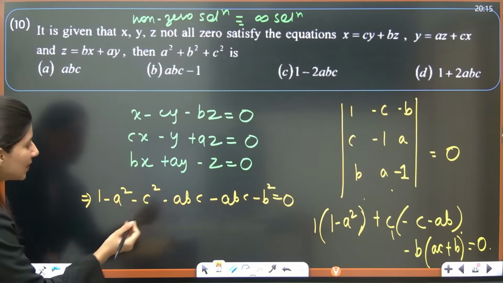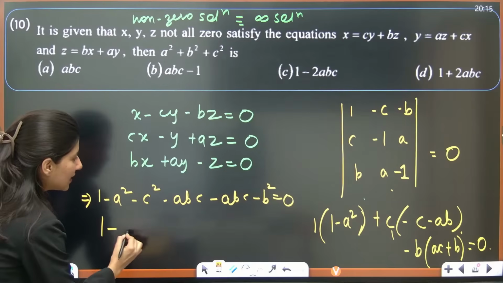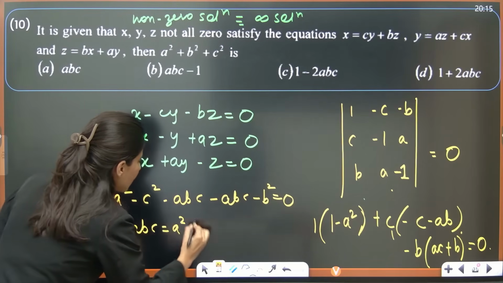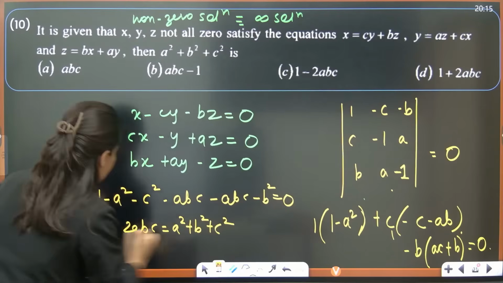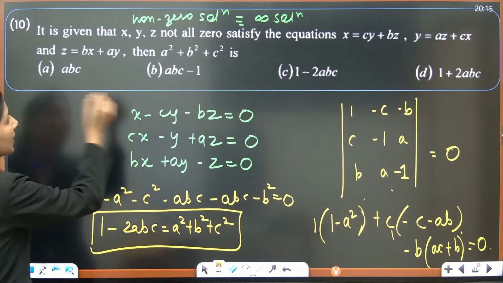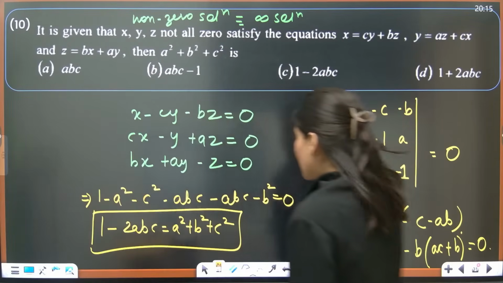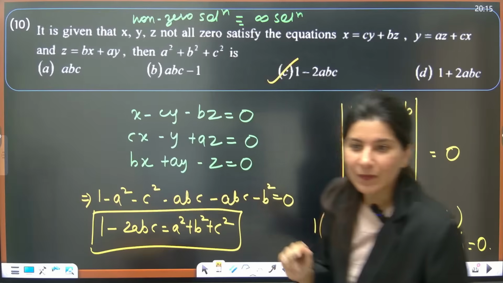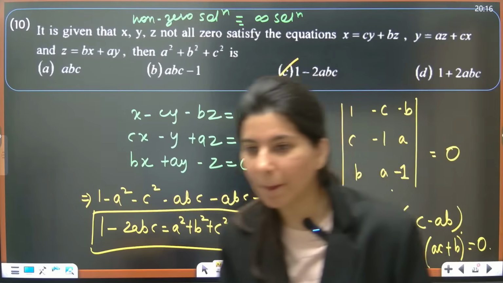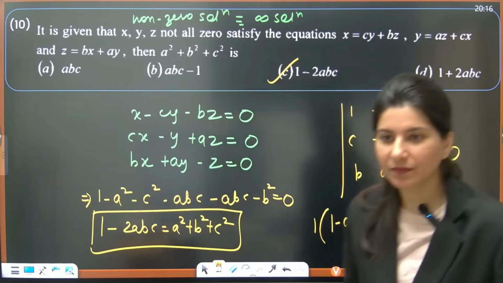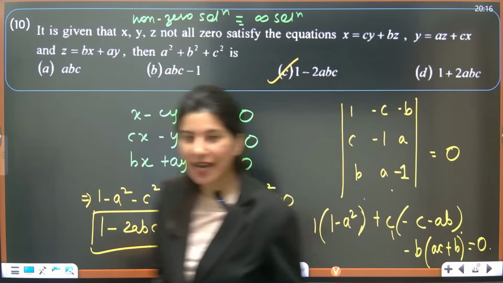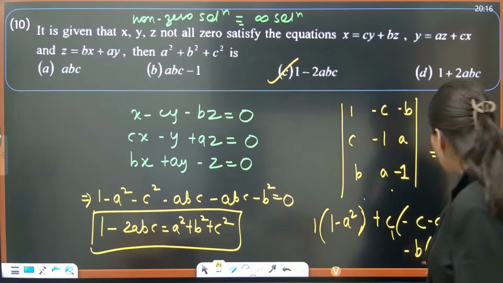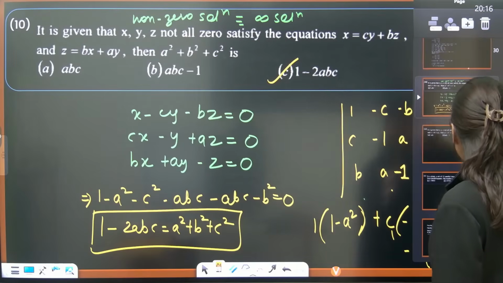Understand now, a square plus b square plus c square will be 1 minus what? Tell me. 2abc is equal to a square plus b square plus c square. I think this is an easy question. The correct answer is 1 minus 2abc. Option C is absolutely right. Okay students, are you understanding it? You're not writing answers in the chat box. You have to write. Otherwise, what is the point of taking a live session?